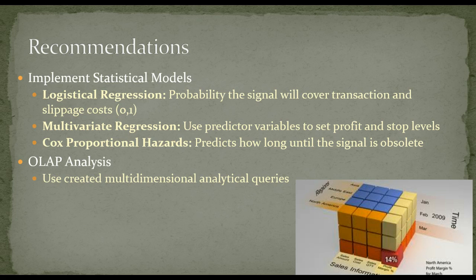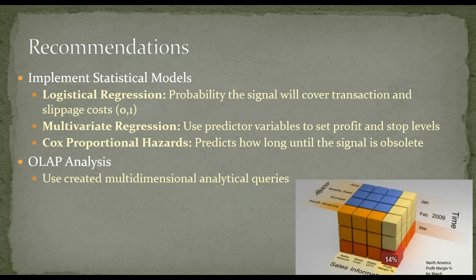Next, we can implement the multivariate regression model. We can use predictor variables, like we discussed, to set both profit and stop levels. Instead of just setting it at technical indicator lines, we can implement this to have more accurate levels and take advantage of those trades that could run further than we expect. And finally, we can have a Cox proportional hazards model, which predicts how long until the signal is obsolete. How many price bars do we have to wait until we just need to liquidate our position.